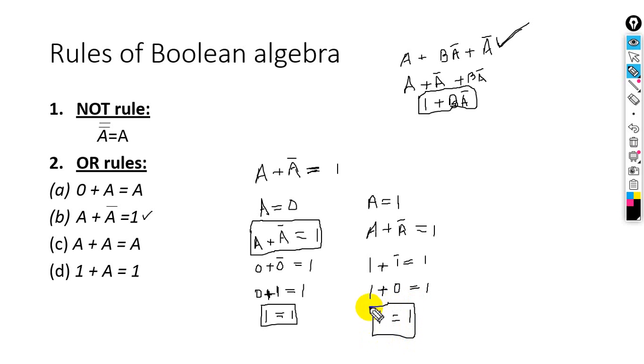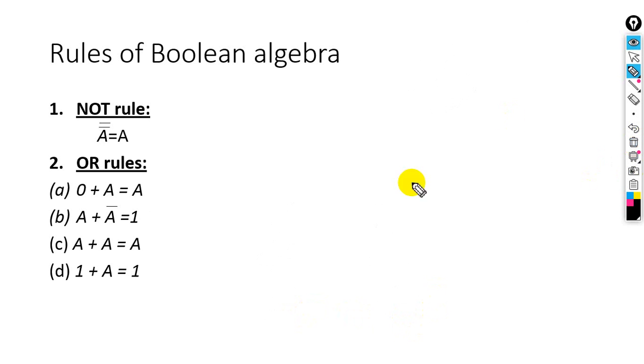So this equation is applicable in Boolean algebra, because in both cases, if a is equal to 1 or a is equal to 0, we proved that both sides are equal. Okay, so next what we have: if we have a or a or a or a, so if we have this situation, we should take just one a.